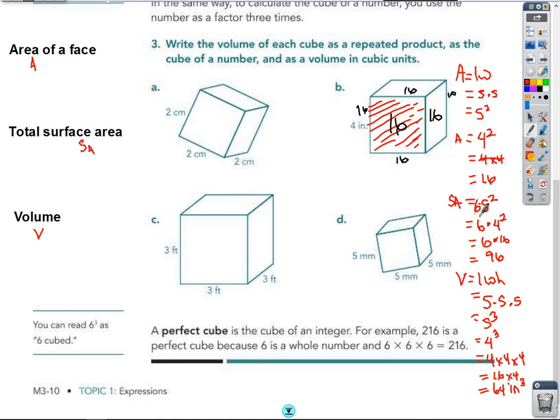My surface area will be 96 inches squared. And my area will be 16 inches squared, and that's the area for one face. Alright, so why don't you give that a try and calculate the area, total surface area, and volume for D.